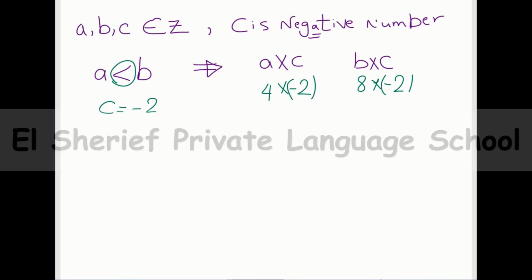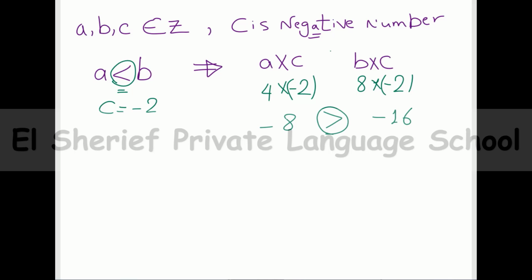After that, 4 times negative 2, as we took before in the sign rule, negative times positive is negative. 4 times 2 is equal to 8, so it is negative 8. And here 8 times negative 2: positive times negative is negative, and 8 times 2 is 16, so negative 16. Negative 8 is more than negative 16.